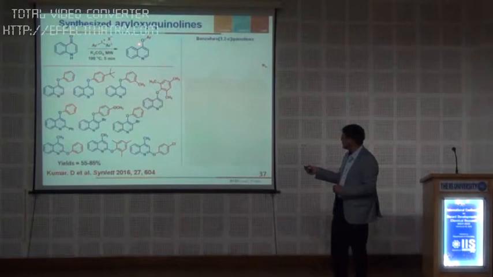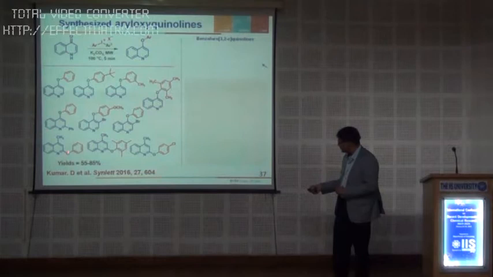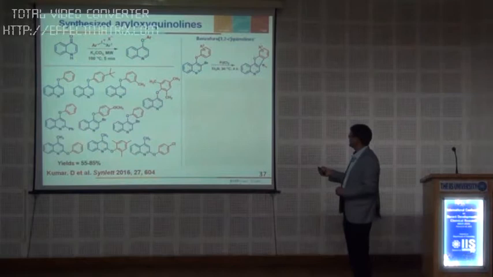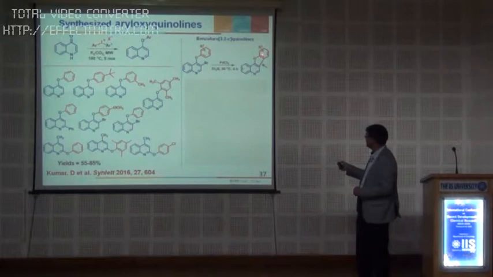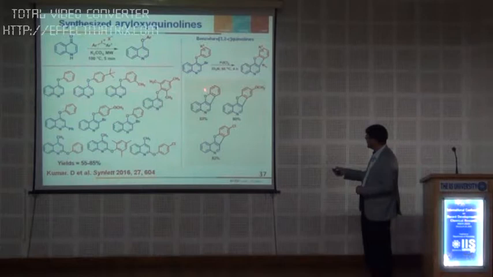So we prepared differently substituted quinoline aryl ethers, and even with bromo at the 3 position, and when we took 2-quinolone in these cases, we prepared these sets of compounds in good yield. Further, using these bromo derivatives, we effectively formed these benzofuran quinolines, these angular molecules, and one can make a different set of compounds by using different aryl iodonium salts.